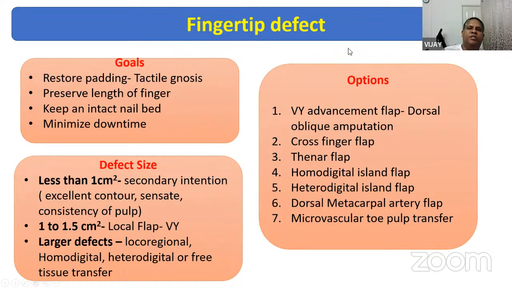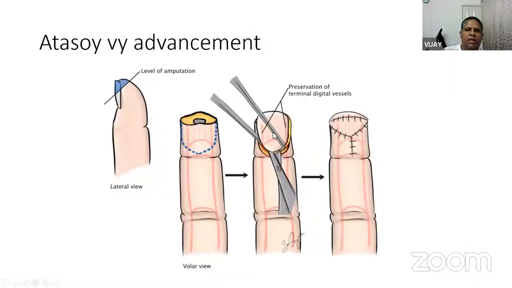So the various options for the fingertip defect are V-Y flap, especially for the dorsal oblique amputation. It is also called the Atasoy flap, cross finger flap, Tenar flap, reverse homodigital island flap, heterodigital island flap, dorsal metacarpal artery flap, and microvascular toe pulp transfer. Here, this is a V-Y flap. Here, you incise this flap, you divide the subcutaneous tissue, you advance and suture. It is also called the Atasoy V-Y advancement flap.